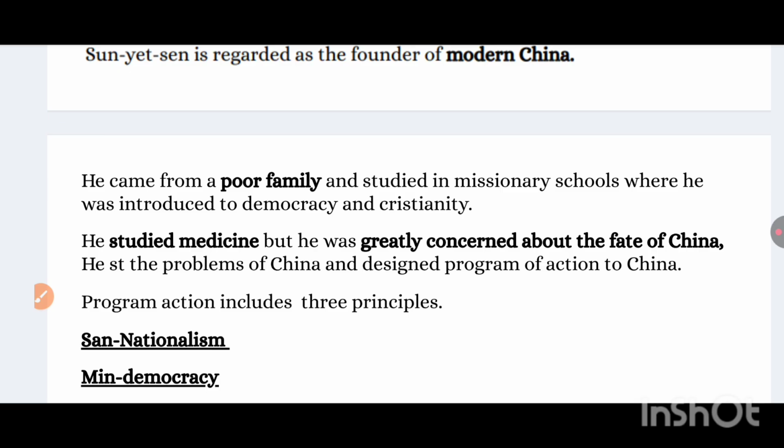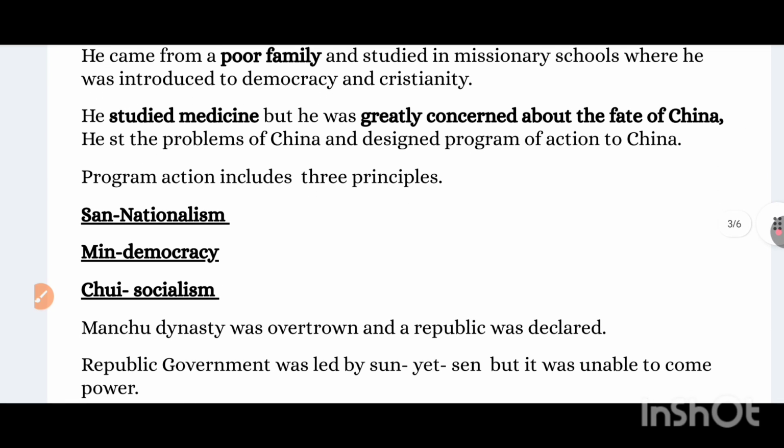The program of action includes three principles, that is Sun, Min, Chu: nationalism, democracy, socialism. Nationalism means a strong feeling for one's nation. Democracy: Sun Yat-sen wanted to establish democracy in China. Sun Yat-sen wanted to introduce nationalism, and he also wanted to introduce socialism in the country.